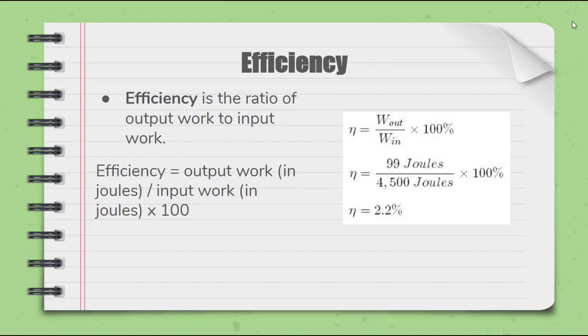Now, the efficiency of the complex machine is the ratio of output work to input work. Essentially, efficiency is the output work over the input work. Now those will be in joules, and this is a percentage. So we're looking for efficiency in terms of a percentage. So as a result, you need to multiply whatever value you get by 100.